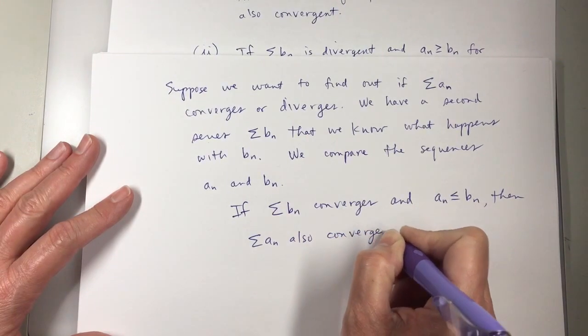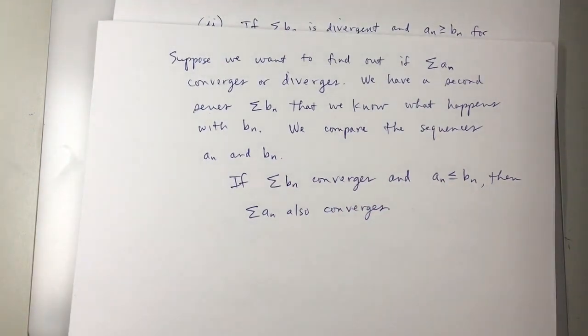Now this doesn't tell us what it converges to. It does not tell us what it converges to. Does it tell us if it converges to a number that's less than B sub n converges to? No, it doesn't tell you that either. We just would know that they would both converge.